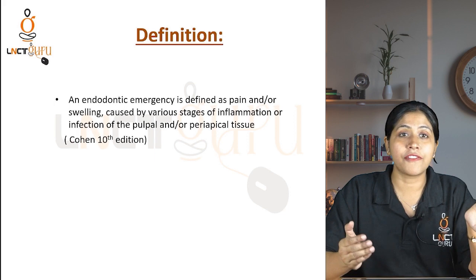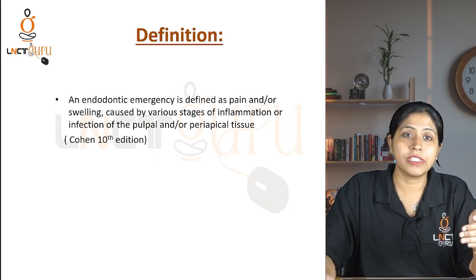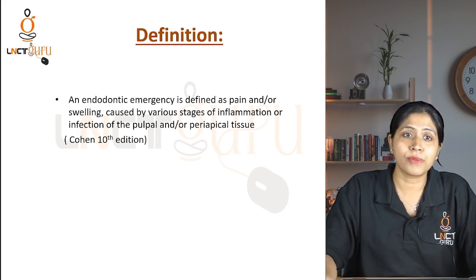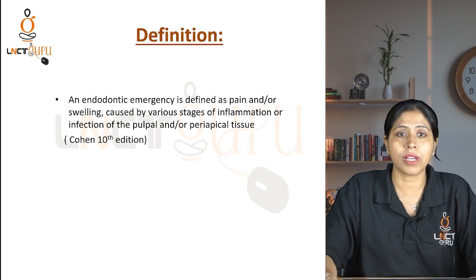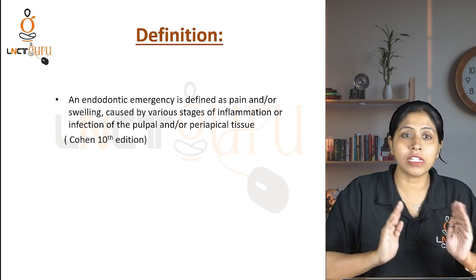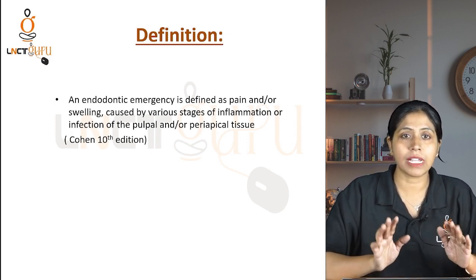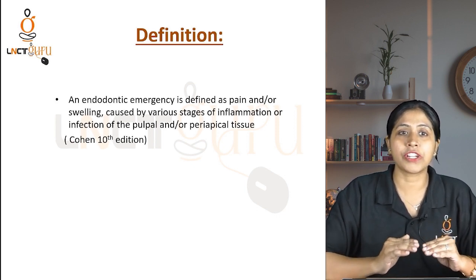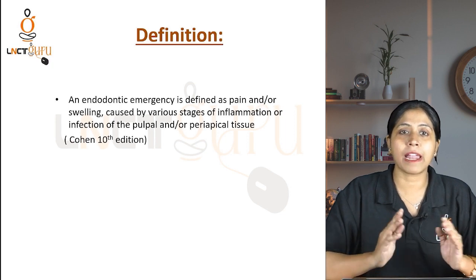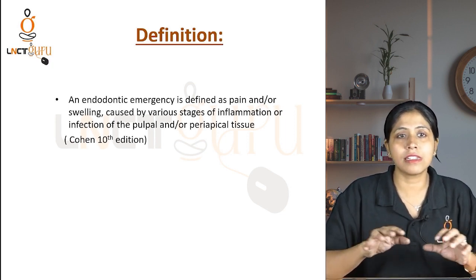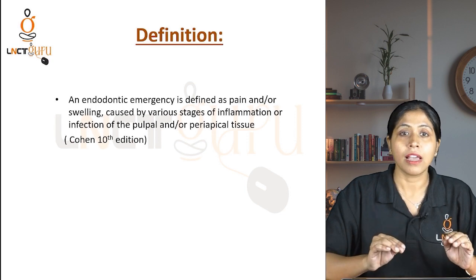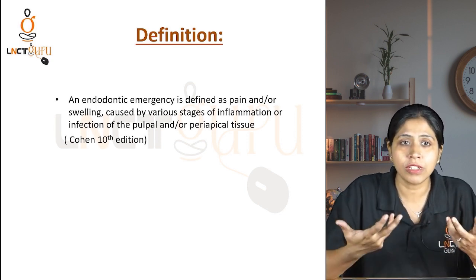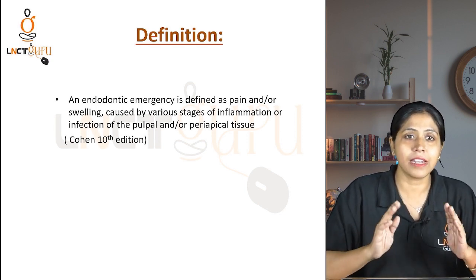Now starting with the definition, an endodontic emergency is defined as pain or swelling caused by various stages of inflammation or infection of the pulpal or periapical tissue. Okay, so it is related to either pulpal or periapical tissue. There are various stages, we all know that, like inflammation and infection. It can be pain, it can be swelling, anything. It is considered an endodontic emergency, for which the patient is eager to take any treatment. That is an endodontic emergency.